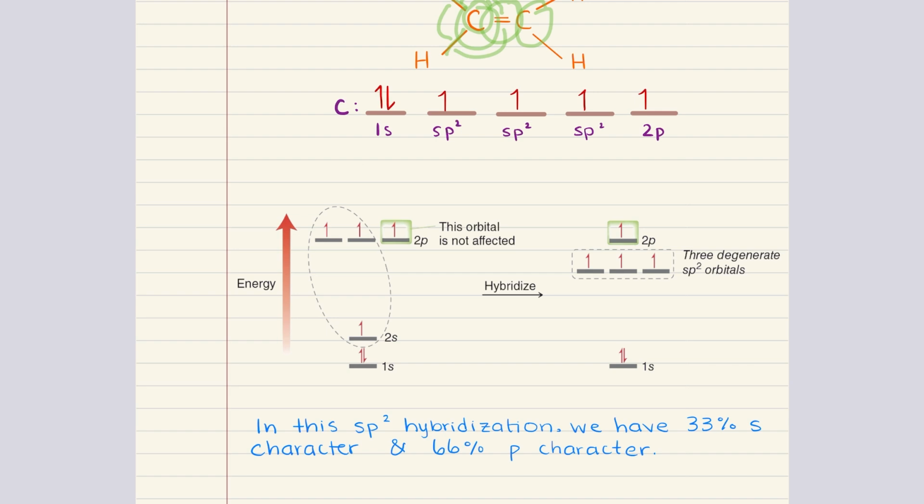In sp2 hybridization, we take the 2s orbital and only two of the 2p orbitals. They mix together to form three sp2 hybrid orbitals, and these hybrid orbitals are equal in energy, so they're degenerate. In this way, we explain why each carbon forms three equivalent bonds in a flat trigonal planar structure. It also explains why we can have a double bond between the carbons.